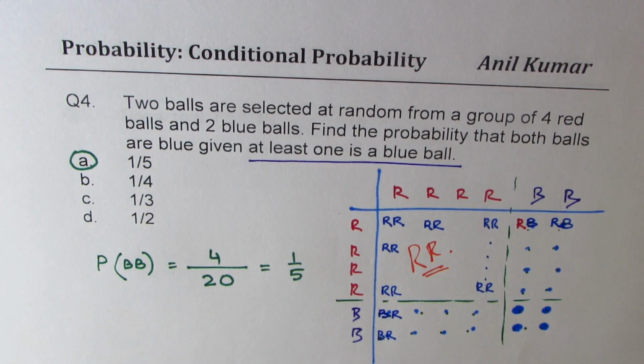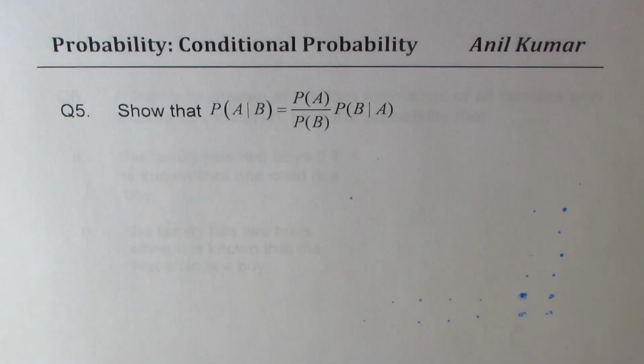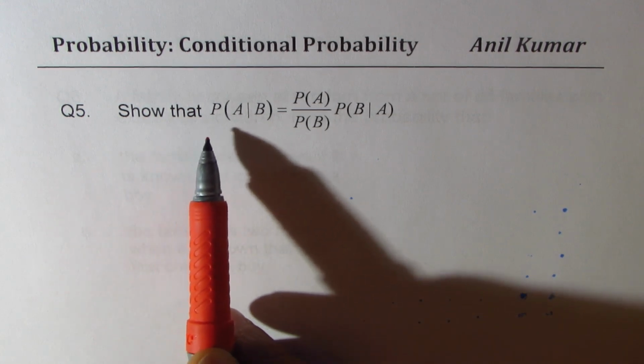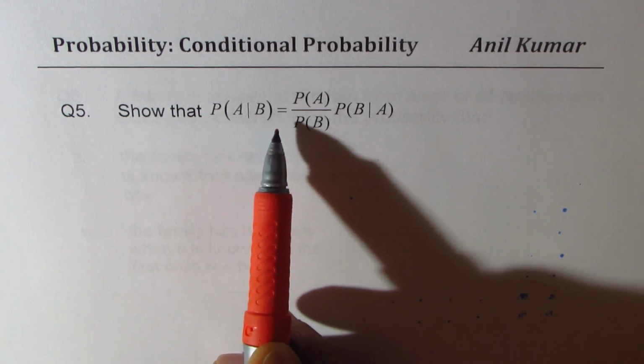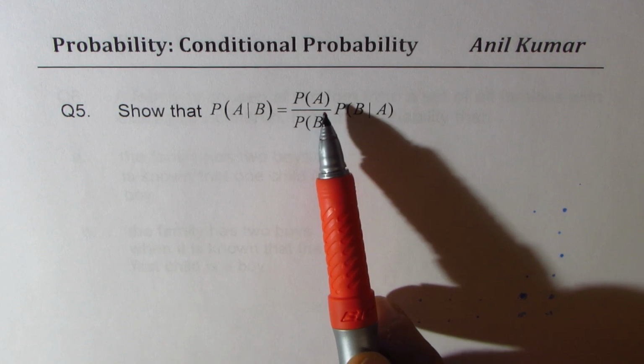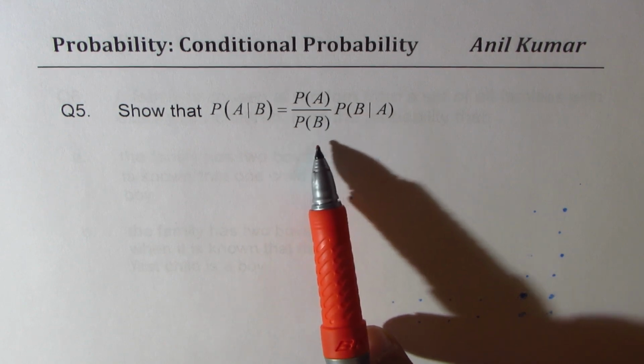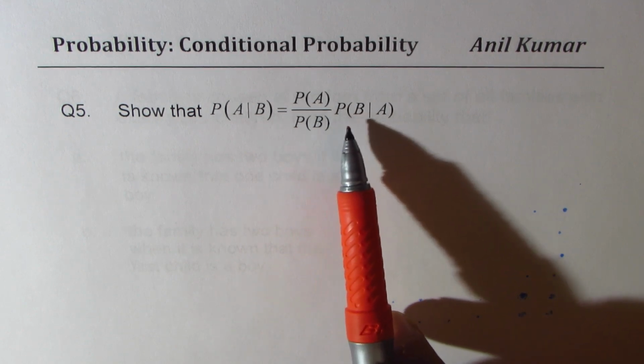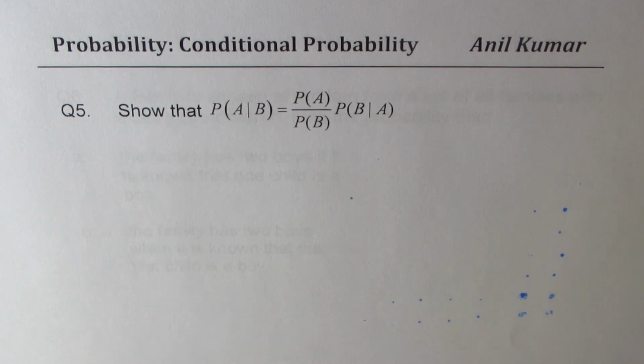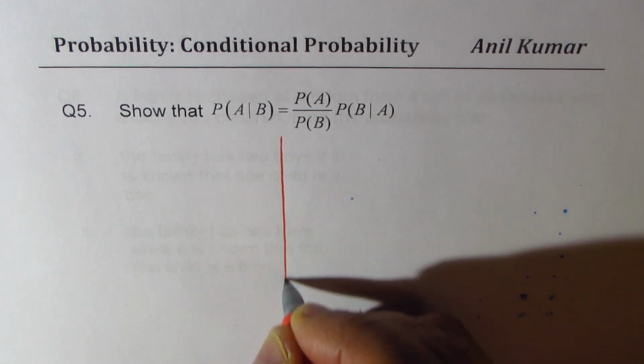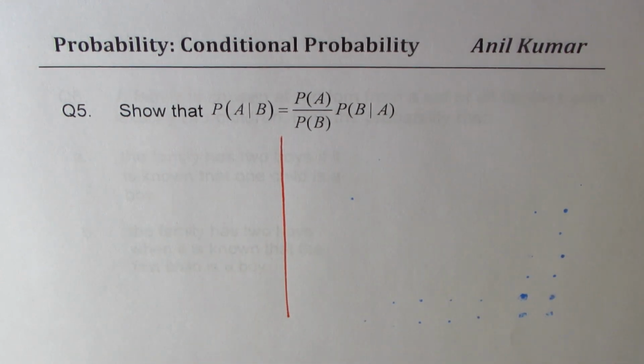You see that? So we have solved this question without using any formula. That's the beauty of it. Now here is question number 5. Show that the probability of A when B has occurred is equal to probability of A divided by probability of B times probability of B when A has occurred. So let's work on both the sides and see what result we get.